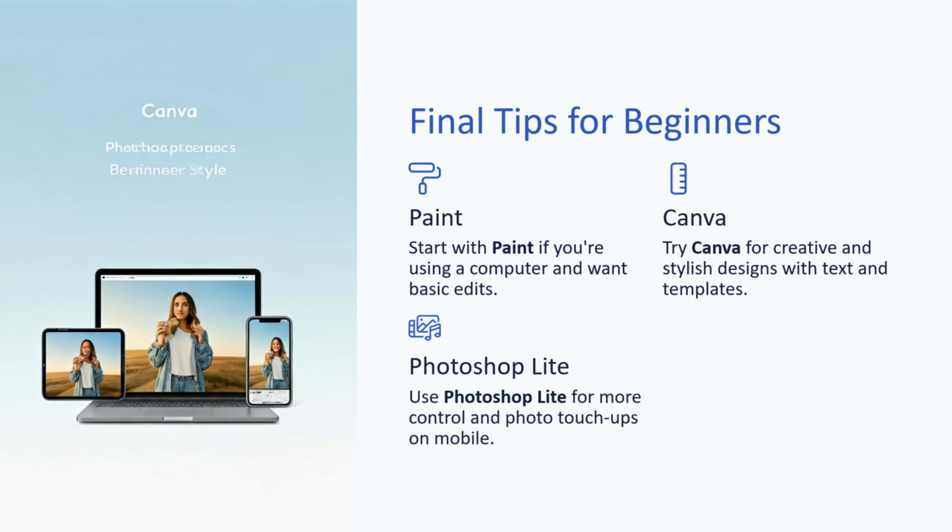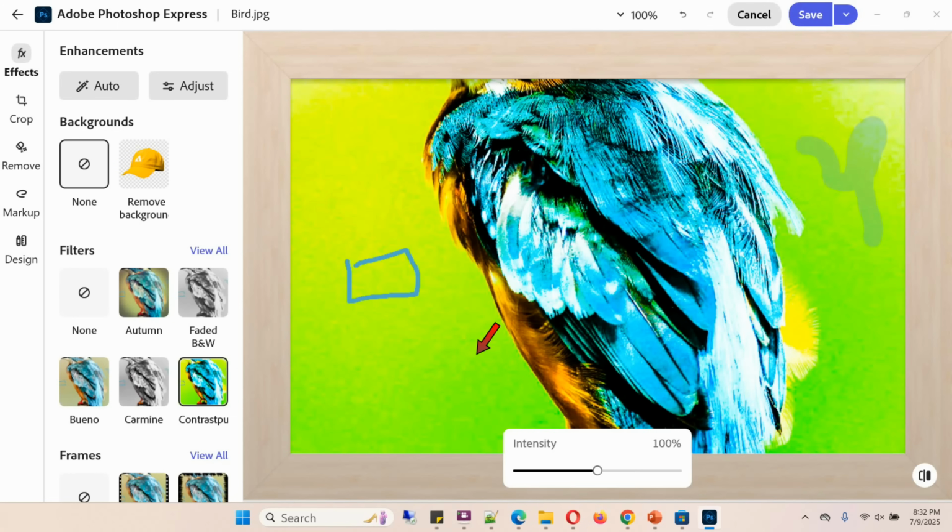Now we will see some tips. Start with Paint if you are using a computer and want basic edits. Try Canva for creative and stylish designs with text and templates. Use Photoshop Lite for more control and photo touch-ups on mobile or computer.